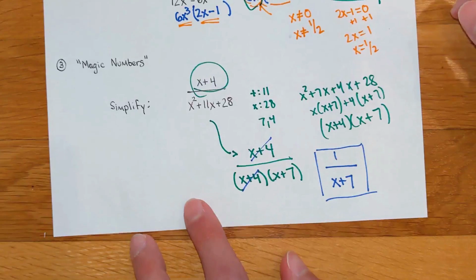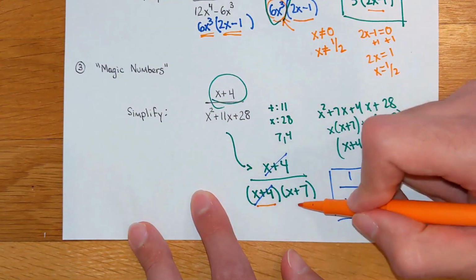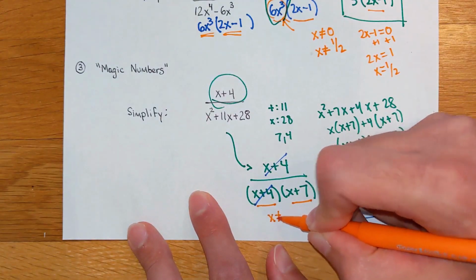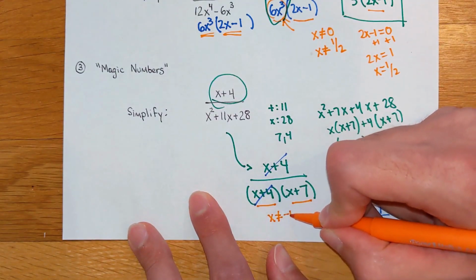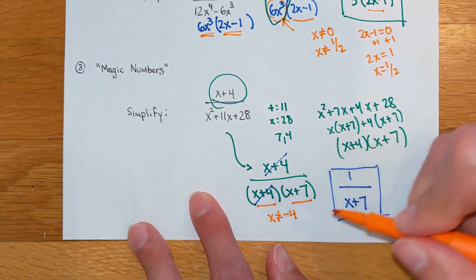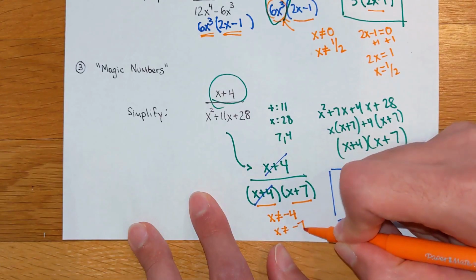On the third problem, I look and I can't really tell what x is to plug in here, so it's easier to do with your factored parts. There are 2 restrictions. Even though it canceled, I'm going to say that x can't equal -4, because x plus 4, if I plug in a -4, I'd get 0. x also cannot equal a -7.